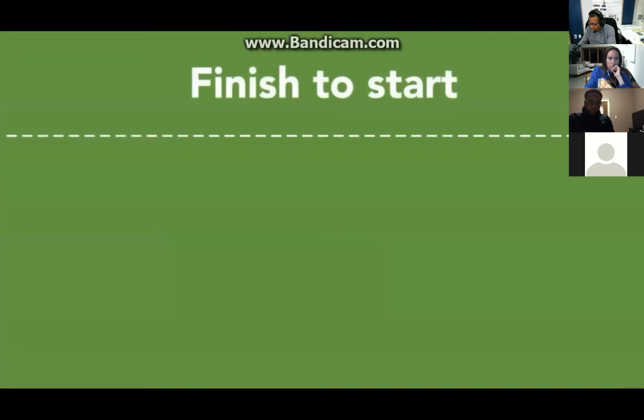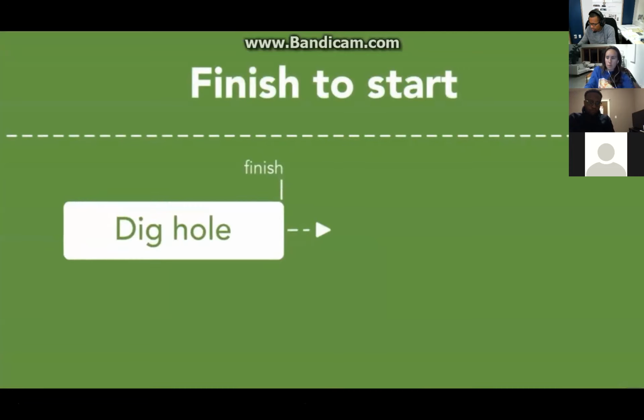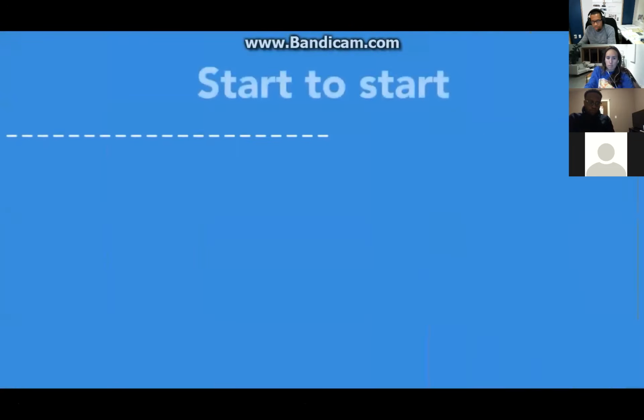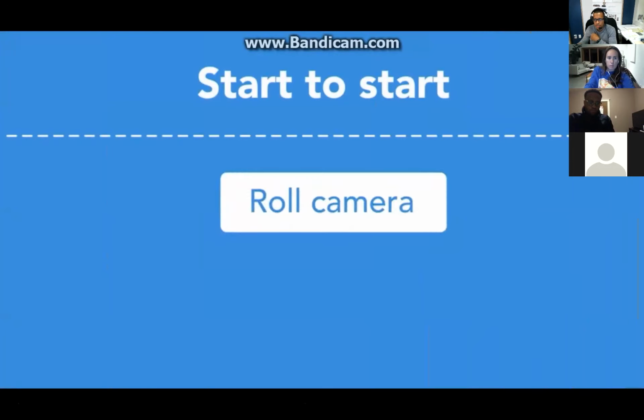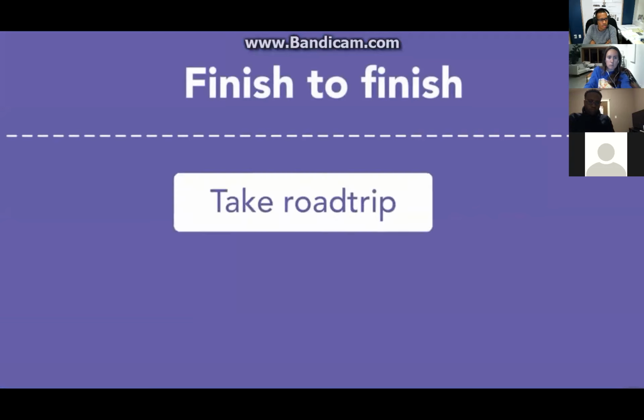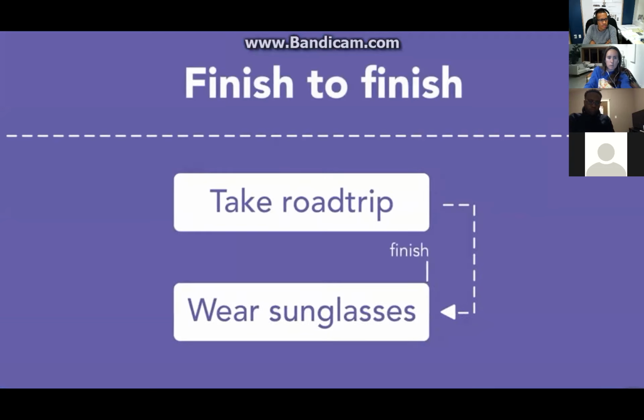There's the normal one that we should always use, finish to start. After one task finishes, the next one can start. Then there's start to start. After one task has started, another can start. For example, once this camera is rolling, I can start talking to you. And then there's finish to finish. Once the first thing has finished, maybe your car journey, then the second thing can finish. Maybe you wearing your sunglasses.